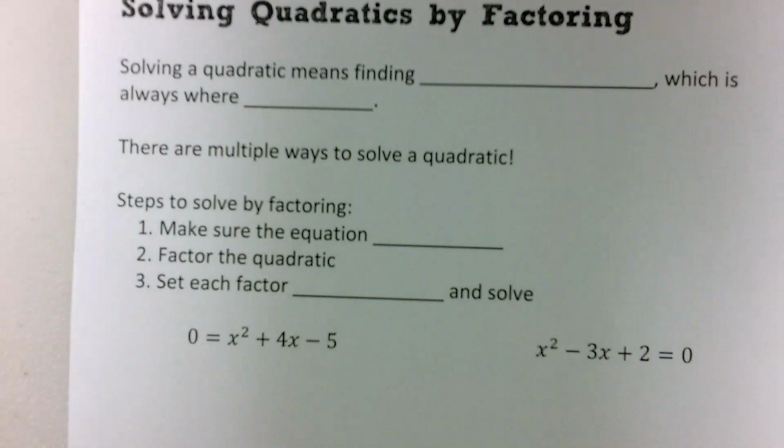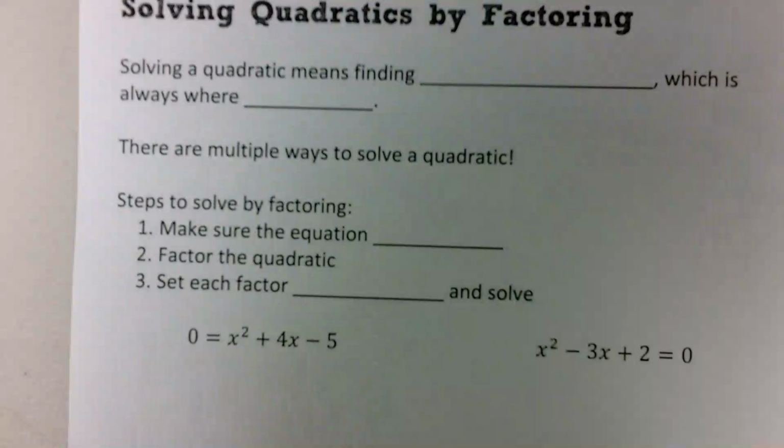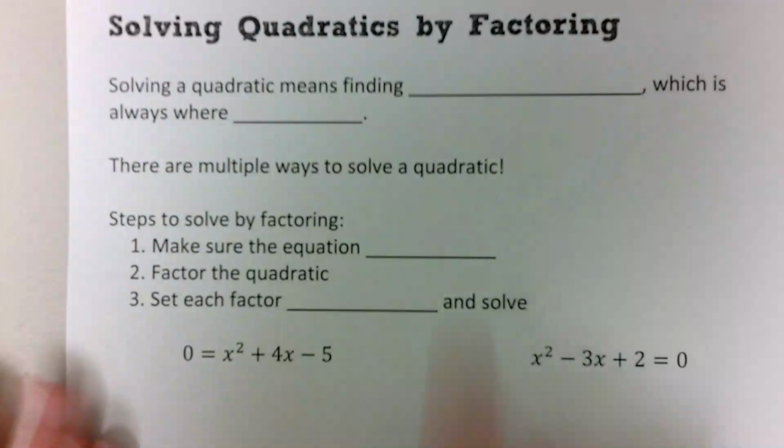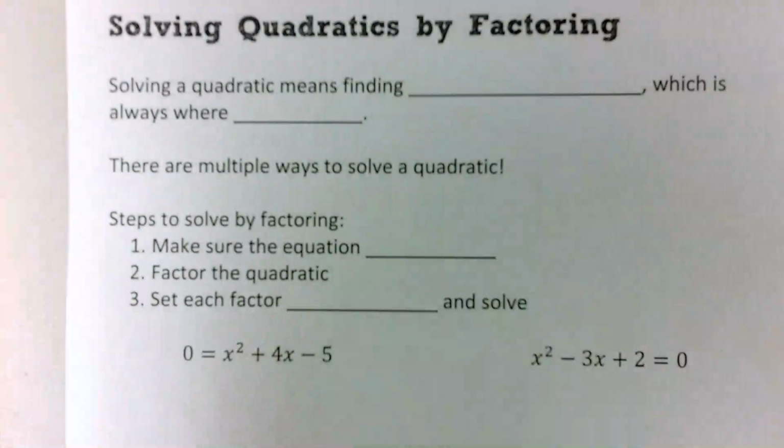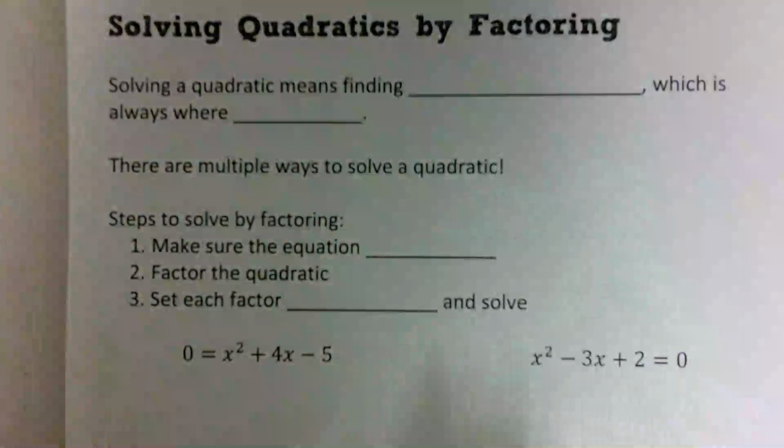So last class, we looked at how to solve a quadratic equation by graphing. Today, we're going to look at a different way of solving, which is solving by factoring. Altogether in this class, we're going to look at 3 different ways that you can solve a quadratic equation. We already did one, graphing. Today, we're going to do factoring, and then later we're going to do the quadratic formula. That'll be our third method. But for today, we're going to solve by factoring.